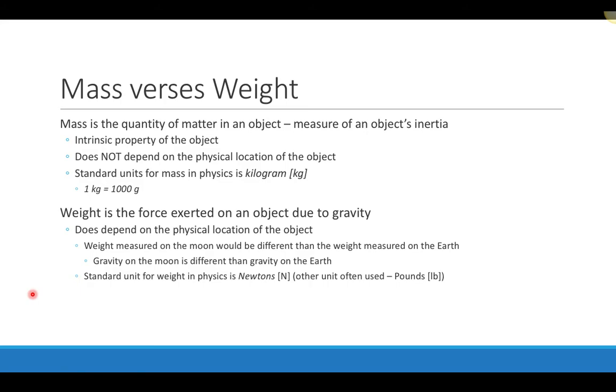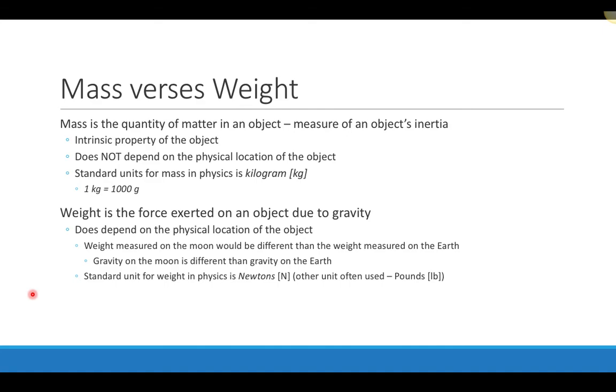Now weight is something different. The weight of an object is actually the force that's exerted on the object due to the gravitational pull of a particular celestial object. So on the Earth, we have a weight because the Earth is pulling on us, and we experience a force due to that gravitational pull. If we went to the moon, we would experience a different gravitational pull, and therefore we would have a different weight on the moon. So weight does depend on physical location, on which celestial object you're located on.